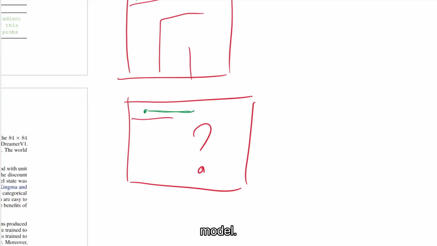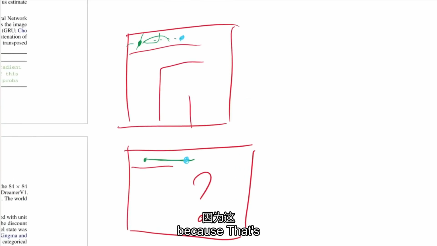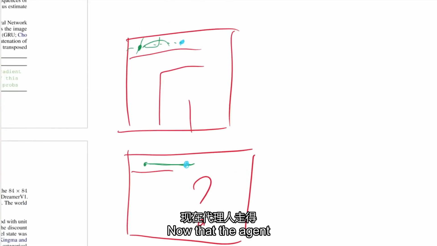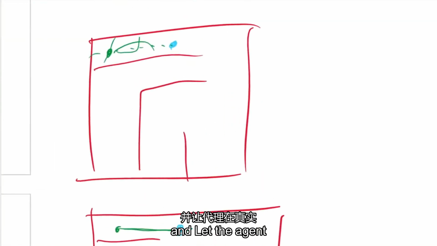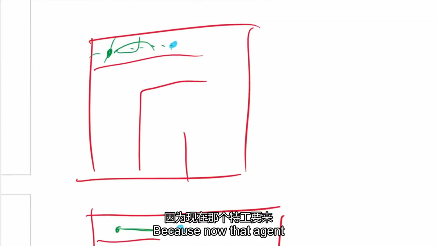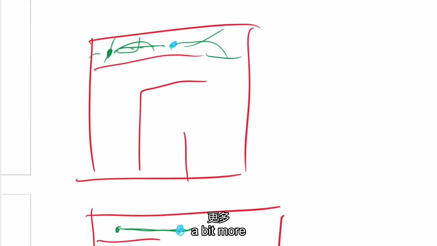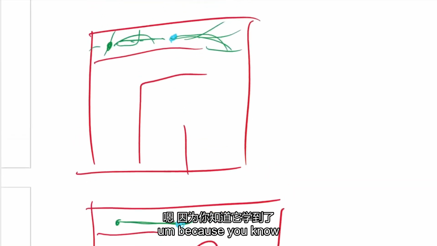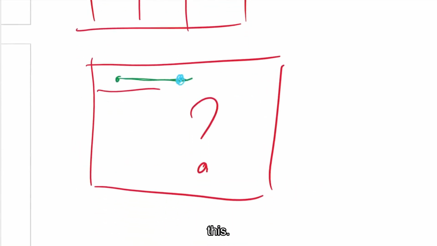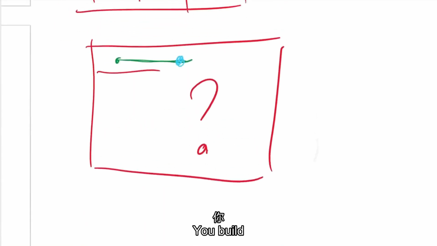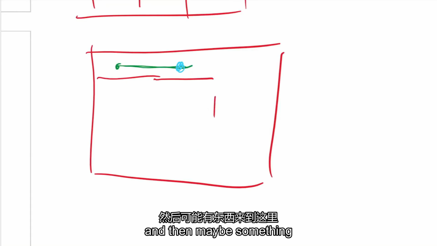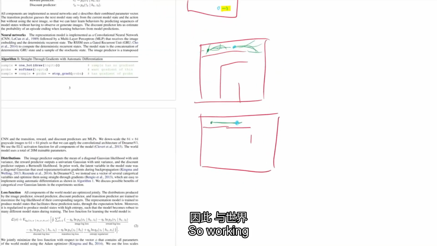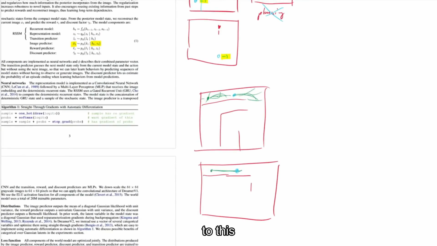But you only do that in the world model. The world model only knows up until here because that's where the agent has gone the farthest. Now that the agent goes further, right, you actually need to go back to the environment and let the agent run in the true environment, because now that the agent's going here, it's going to explore a bit more, because it learned only seeing this, and now it learns a bit more. You record, you build out your world model. It's like, the wall goes until here, but then there's a free space, and then maybe something comes here, and so on.